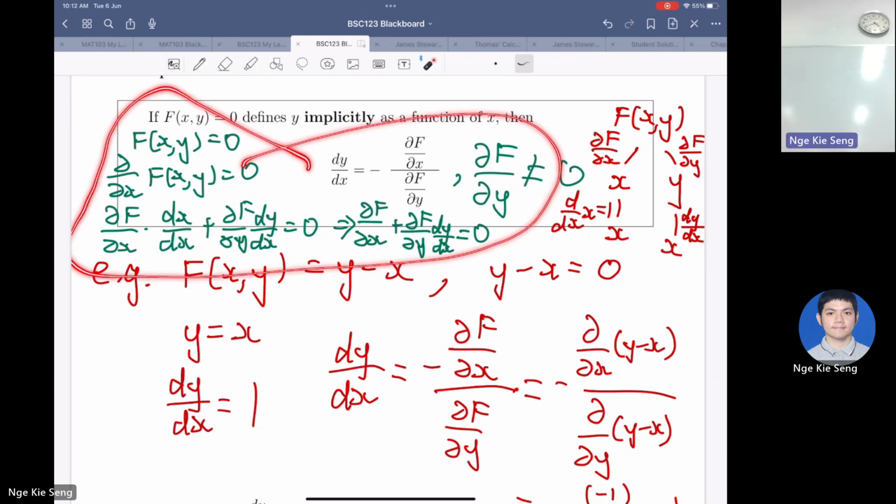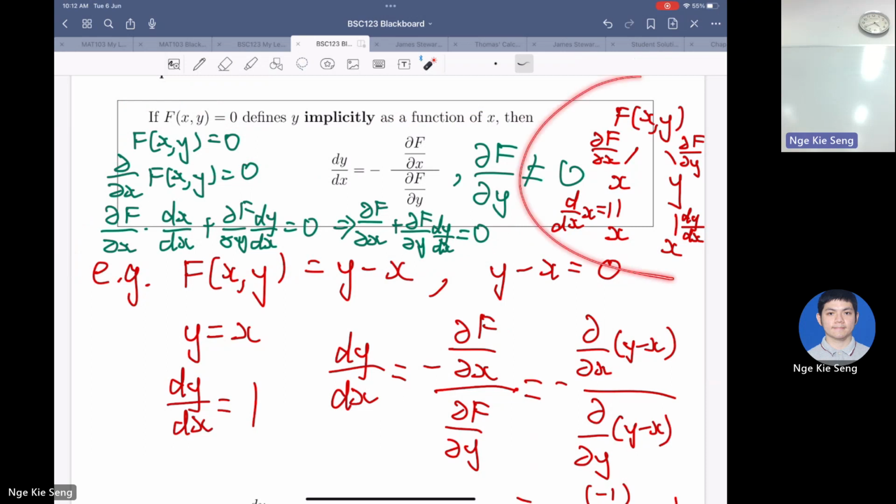Okay, so what do we have after the tree diagram? We have F(x, y) = 0. So we can differentiate both sides with respect to x. You differentiate 0, you still get 0.